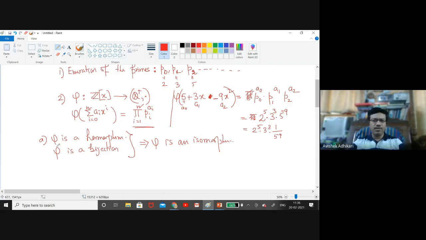For example, suppose you have phi of, I am just doing it for a simple case, a0 plus a1x plus a2x squared, and the product of b0 plus b1x. That should not be the general proof, of course. Then how will you define this one?